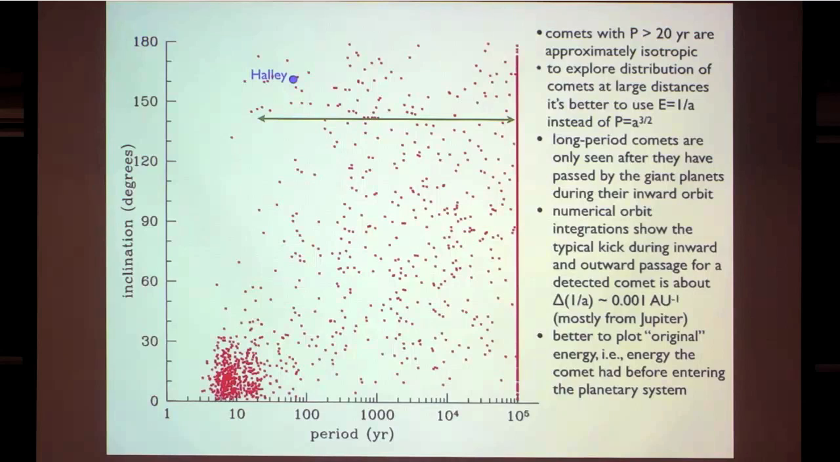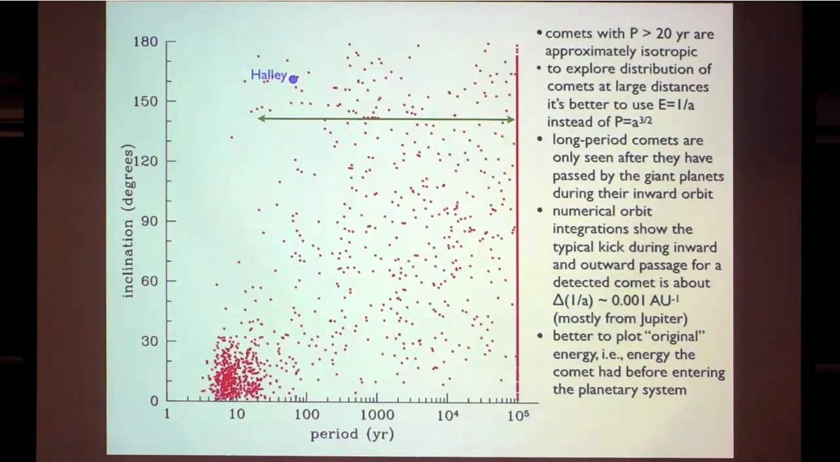The other thing that's crucial for understanding what happens is to recognize that when we see the comets, they've already come through the outer solar system past Jupiter and Saturn. Jupiter and Saturn have changed their orbits, changed their energy, changed their semi-major axis. The typical energy change is about 10 to the minus 3 inverse astronomical units. And in order to understand where they came from, you don't want to be confused by these changes.